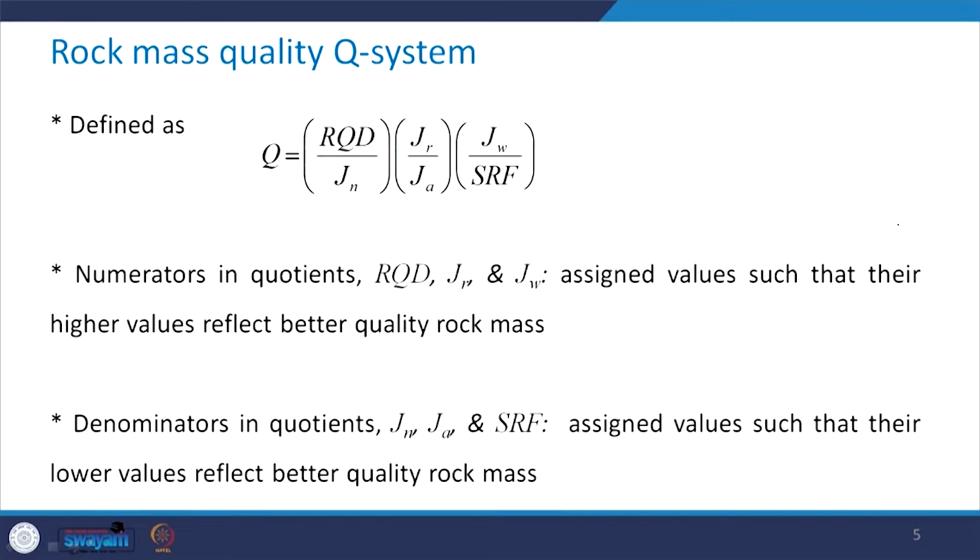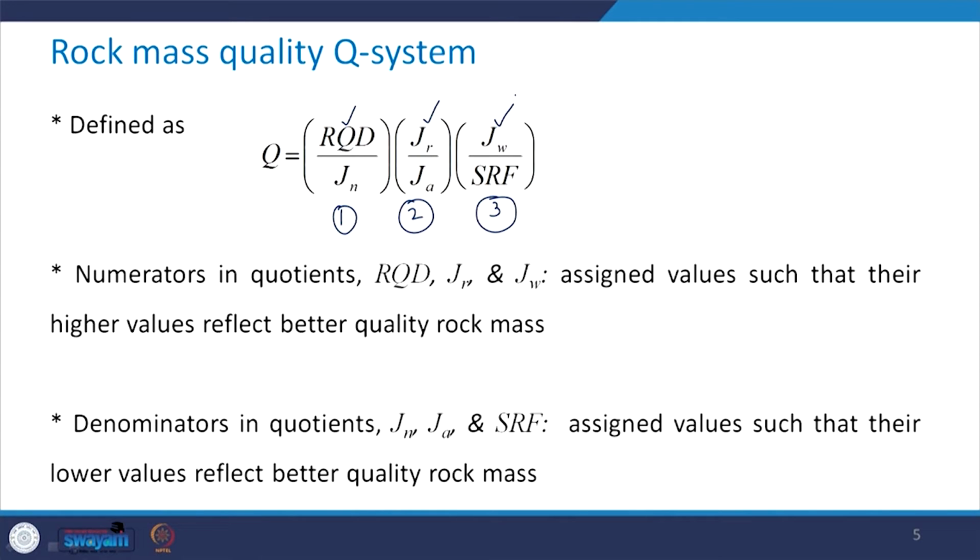See here, in this expression we have 3 quotients, first, second and the third one. So, whatever parameters are there in the numerator in all these quotients, RQD, JR and JW, these take values such that their higher values reflect better quality of the rock mass. That means, if these have larger values, so you can see that these are in the numerator.